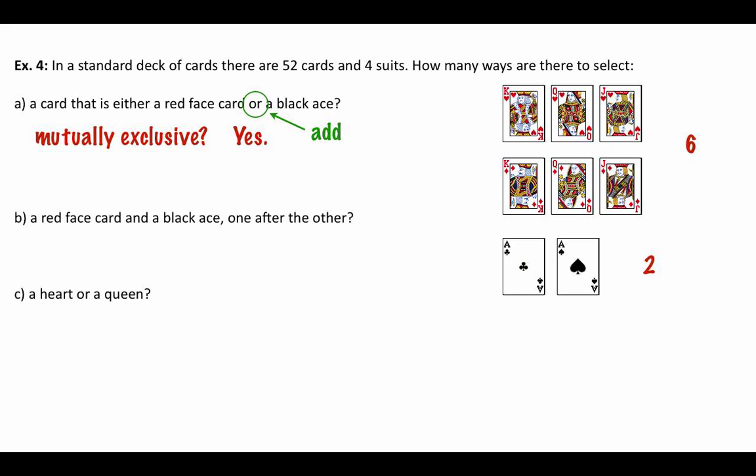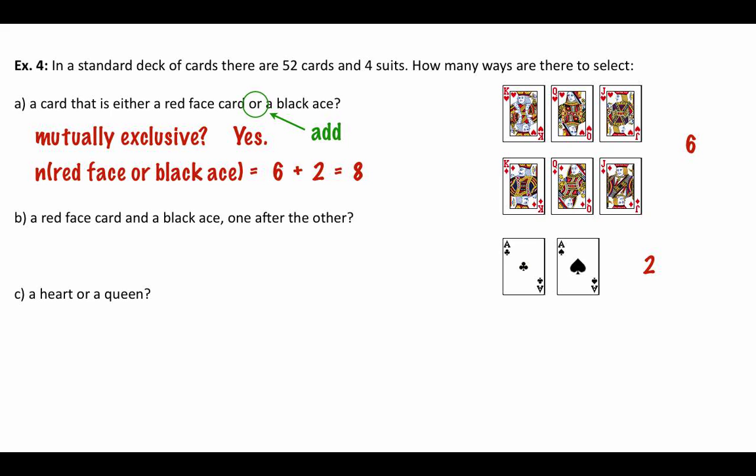So we say, okay, well, there's 6 ways that we could reach in and pull out a red face. And there are 2 ways that we can reach in and pull out a black ace. And so 6 plus 2 is 8. Okay. So going on to part B.